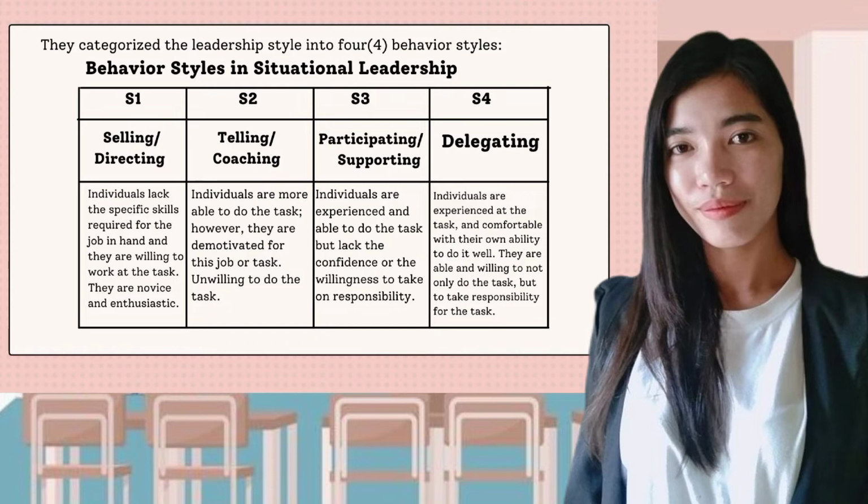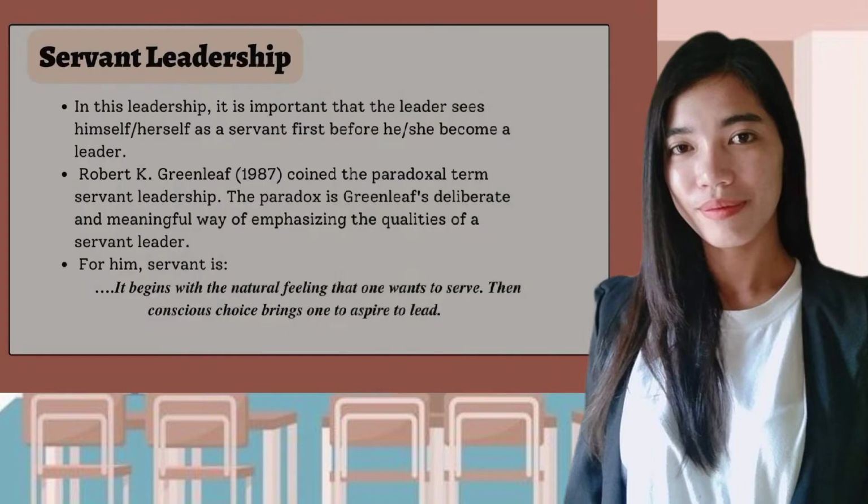And the last style is about delegating. Individuals are experienced at the task and comfortable with their own ability to do it well. They are able and willing not only to do the task but to take responsibility for the task. These are people who are efficient and effective at their jobs. They are willing to take responsibilities without hesitation. They believe in themselves that they can do the task.